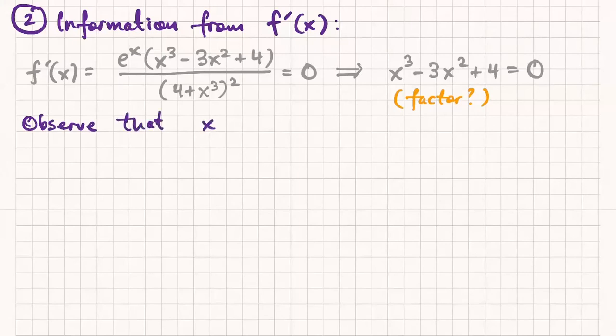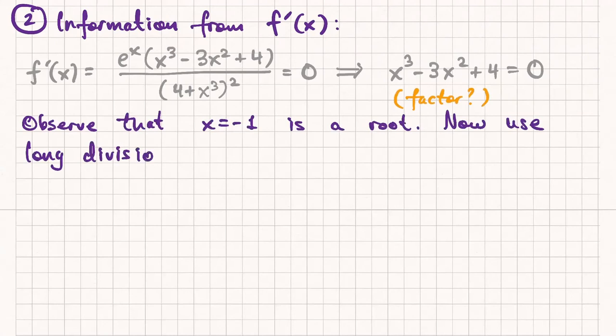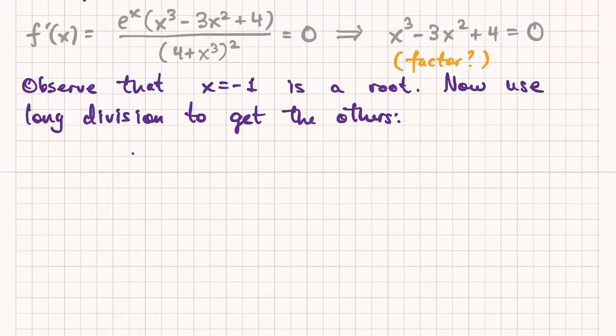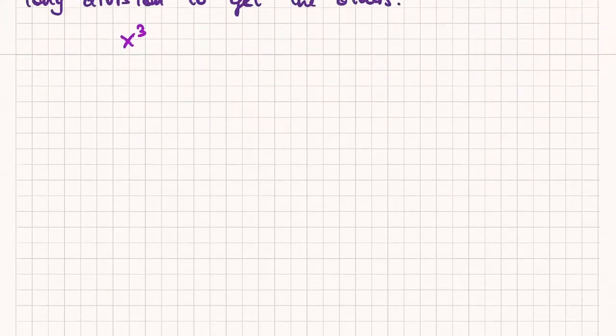So observe that x equals negative 1 is a root. Now use long division. Synthetic division is a way of doing long division. Now use long division to get the others. So rather than waste the time going over that, here, I'll do it in like 3 seconds.